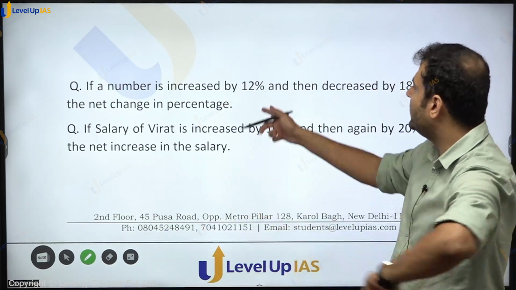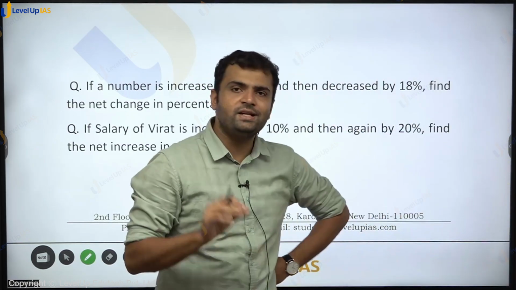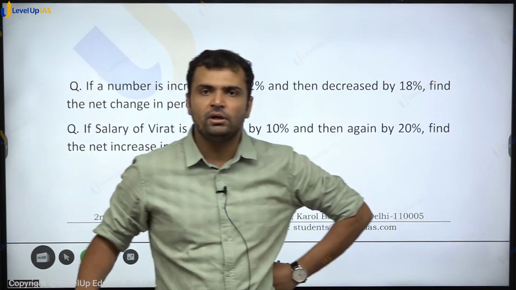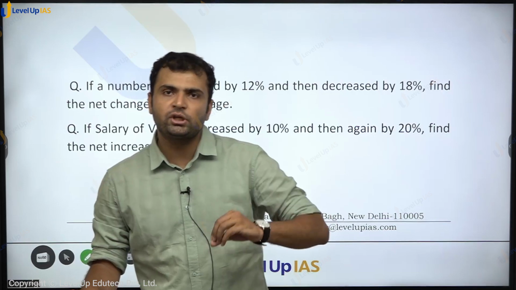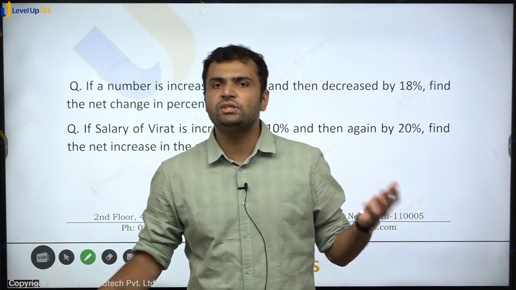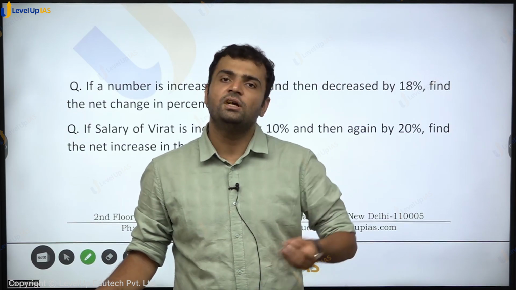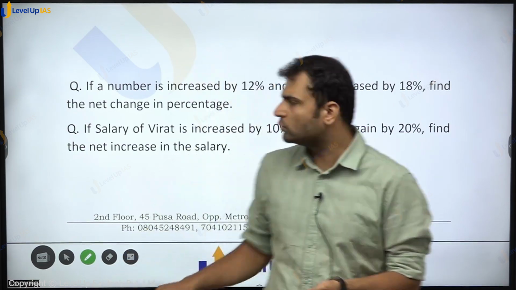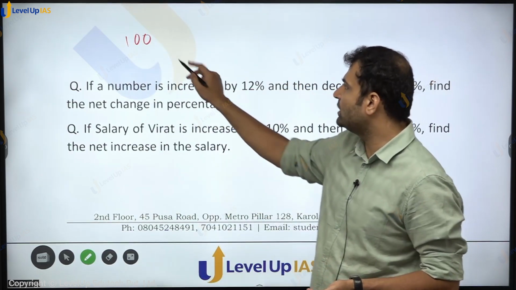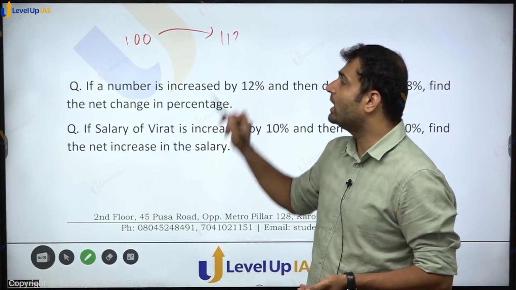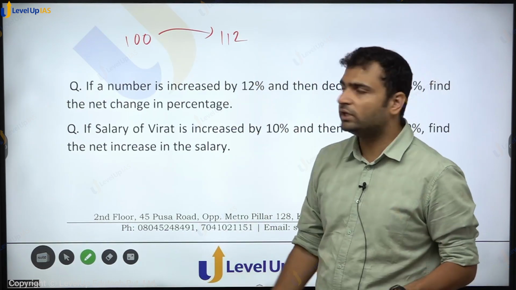If a number is increased by 12% and then decreased by 18%, find the net change in percentage. In a net change question, the easiest thing to do is start with 100. Assume the initial number is 100, because then absolute change in numbers will become percentage change. We always count percentage on 100, so absolute and percentage change will be the same if you start with 100. Then that number is increased by 12%, meaning how much is it now? It becomes 112. 12% of 100 is 12 only. So it increased by 12, so it is plus 12%.